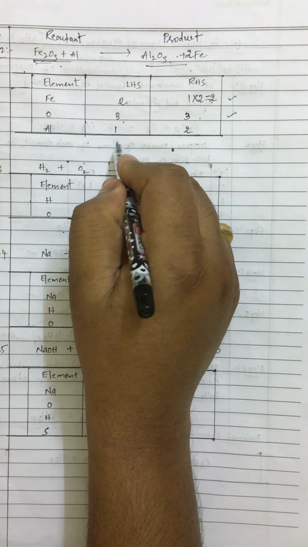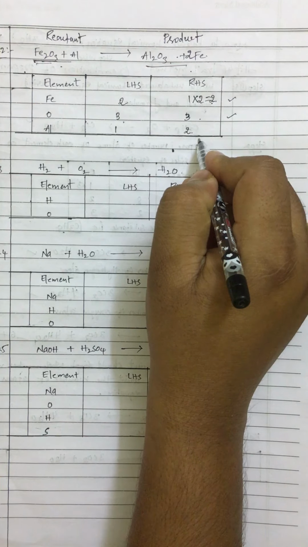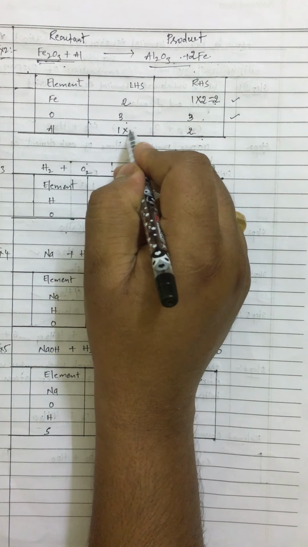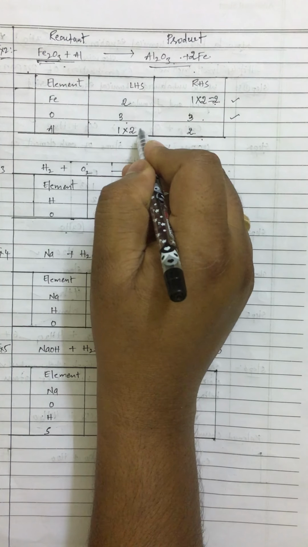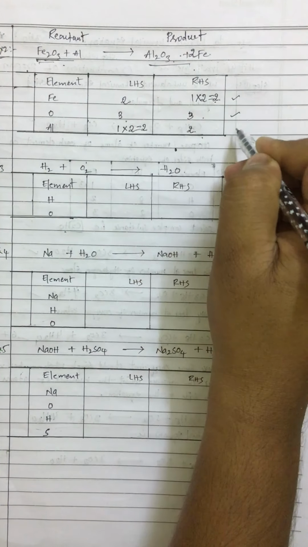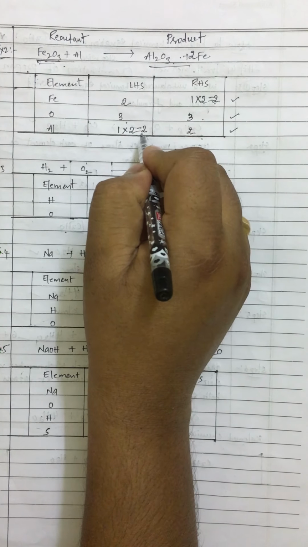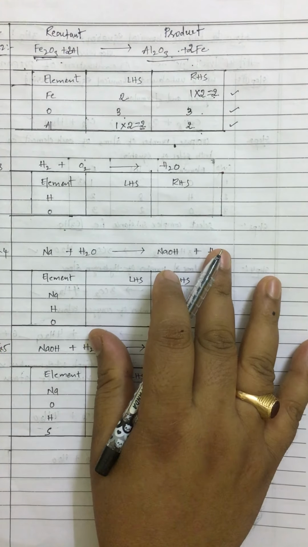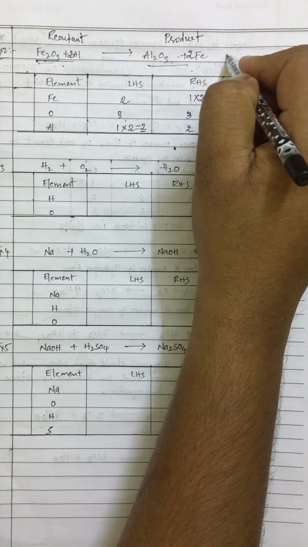Now aluminium: 1 on the left hand side, 2 on the right hand side. So I need to multiply with a suitable number. What is that suitable number I could multiply? Very good, 2. Now the number of aluminiums is the same on both sides. Now this should be added as a coefficient before Al. Hope you have understood this balancing of an equation.